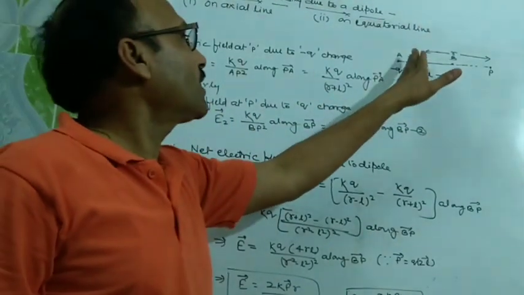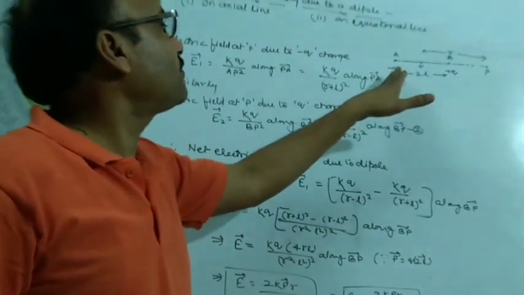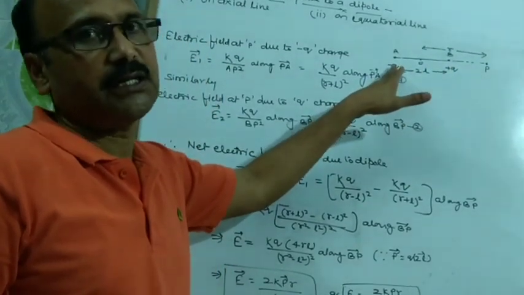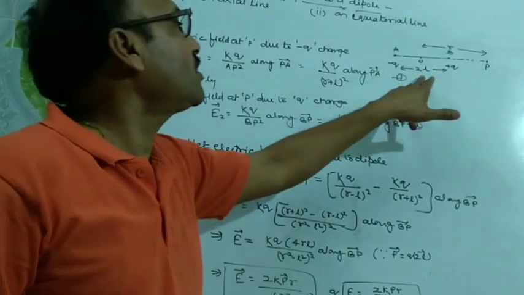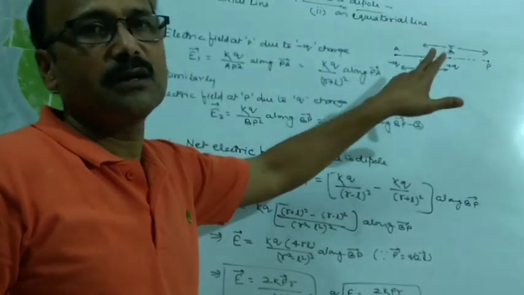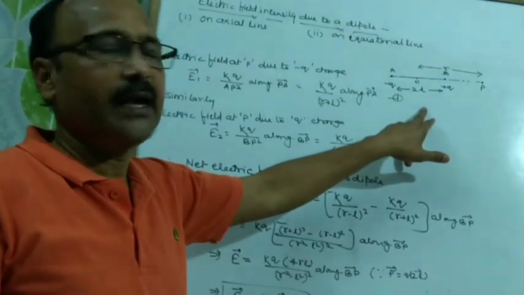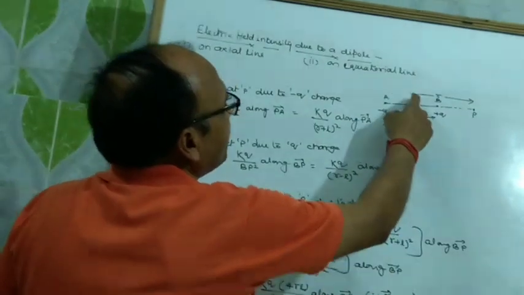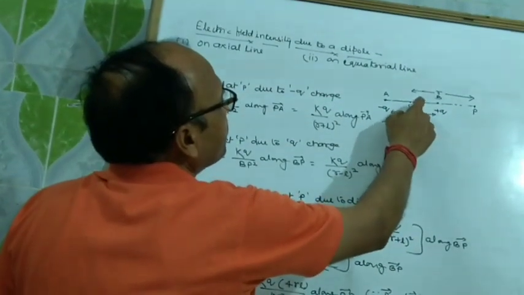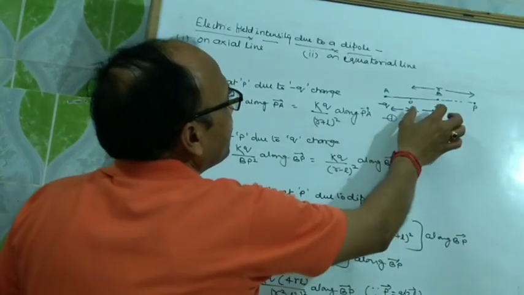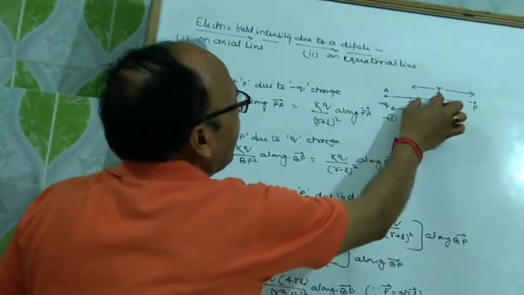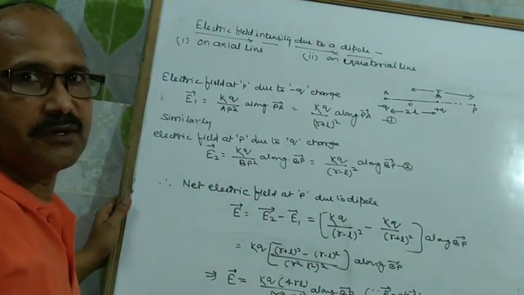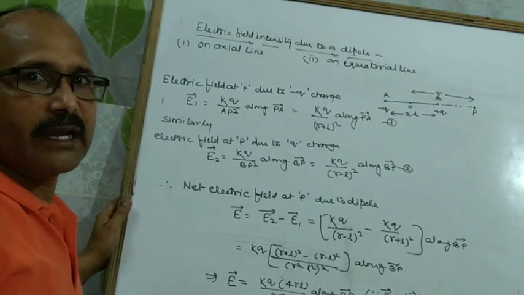As I told you, we always take the distance between equal and opposite charges, that is the length of the dipole, as 2l, 2d, 2a, etc. Why? Because for the derivation we have to take the distance from the center of the dipole. That's why half of this becomes l. So it is easy to take in derivation, or easy to calculate.